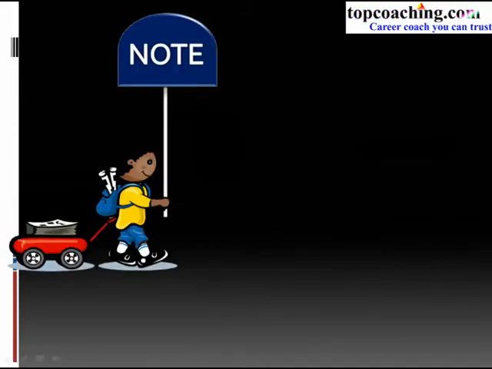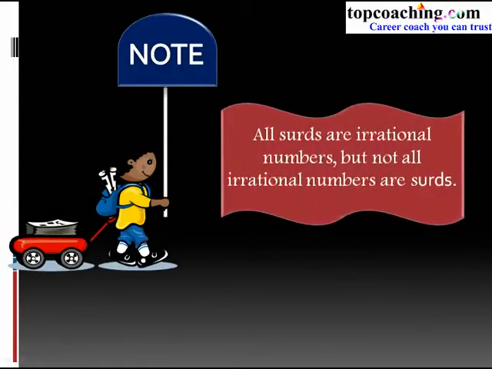Now there's a very important thing to note. All surds are irrational numbers, but not all irrational numbers are surds. So this is very important to note that all the surds belong to the set of irrational numbers, but all the irrational numbers are not surds. There can be some irrational numbers which are not surds. So the set of surds is a subset of the set containing all the irrational numbers.